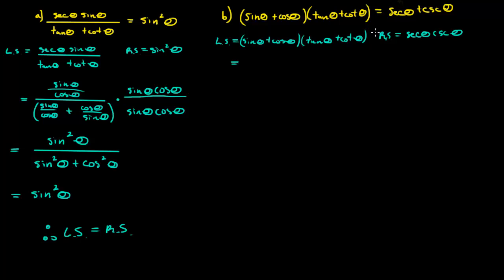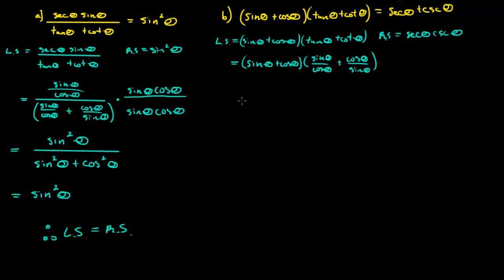And actually expand this product. It turns out that this identity works out a little bit better if you simplify tan theta plus cotan theta and rewrite that in terms of sine theta and cosine theta first. So let's go ahead and do that. And we have sine theta plus cos theta times sine theta over cos theta plus cos theta over sine theta.